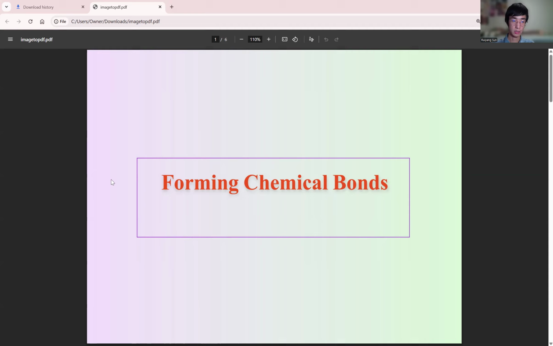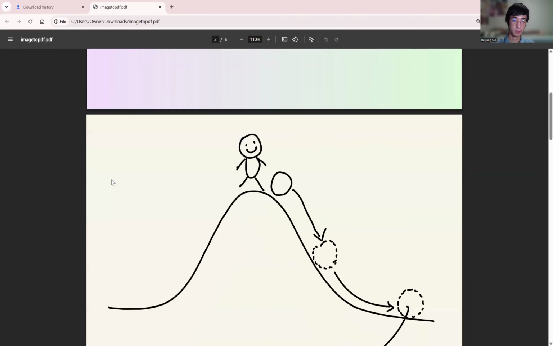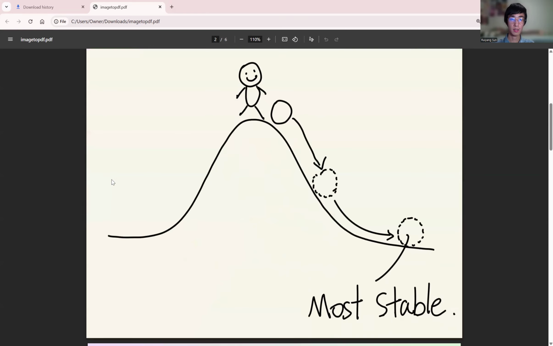Let's start by imagining a small situation. Here, you are standing at the top of a hill with a small ball. The ball will always tend to reach the lowest point because the lowest point is the most stable. Atoms behave pretty much like that ball. Atoms form chemical bonds because when they bond to each other, the system reaches a lower potential energy, which makes the whole system more stable.